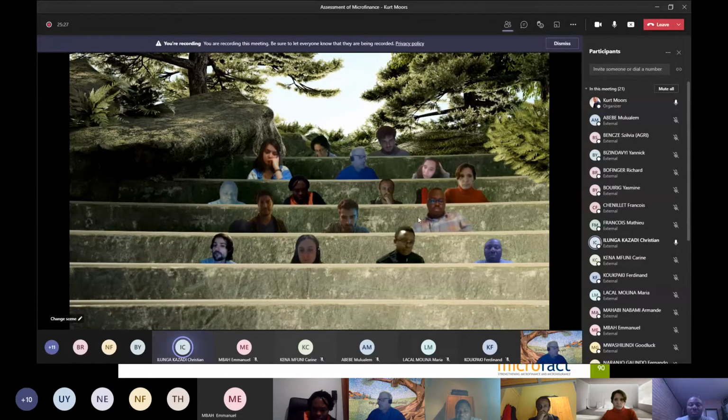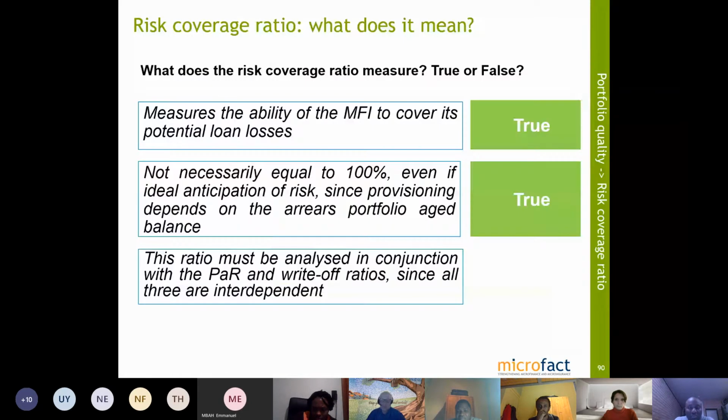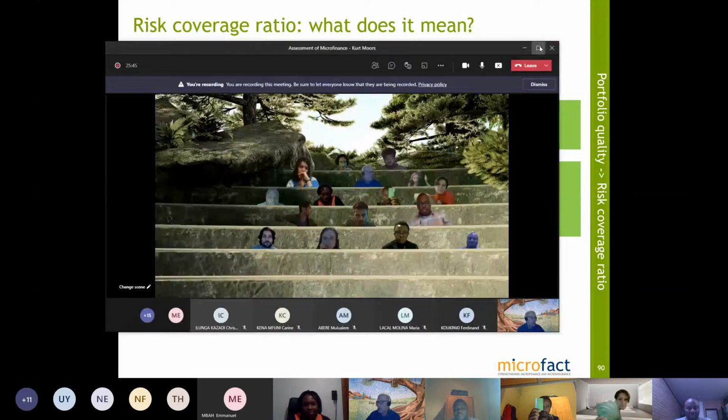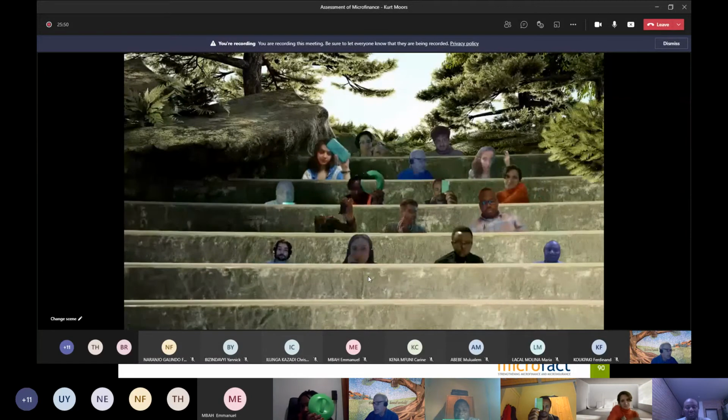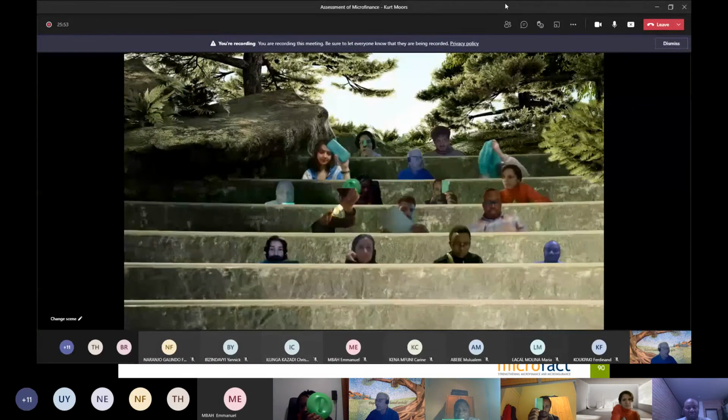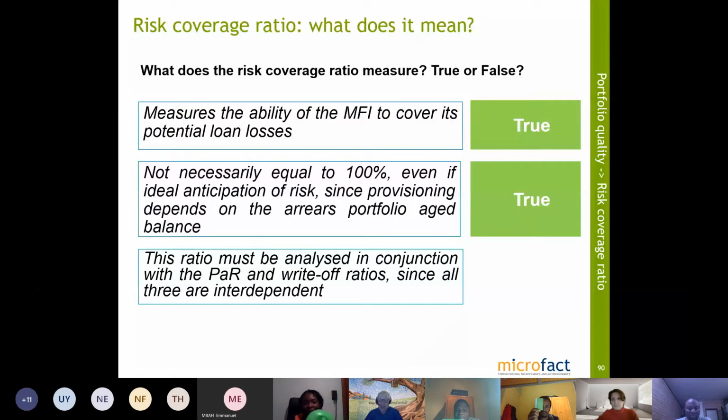Okay. And it has to be analyzed in conjunction with the portfolio at risk and the write-off, since all three are interdependent. I see indeed all green showing up. Not everybody is showing it yet, but the ones that I can see, it's correct. It's a mantra. I'm saying that so many times: don't stick to one indicator. It has to be interlinked.